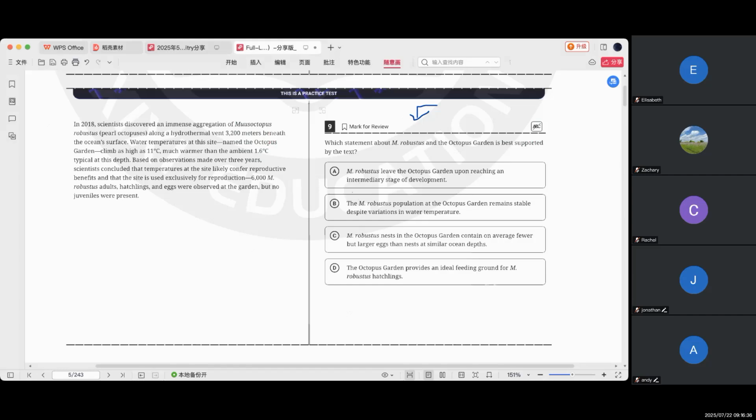Okay, I see two groups of answers. Some people picked A and some people picked B. Let's first identify the main claim here. Which sentence do you think should be the main claim? Or you could also just summarize it a little bit. What's the main idea that we can get from this passage?